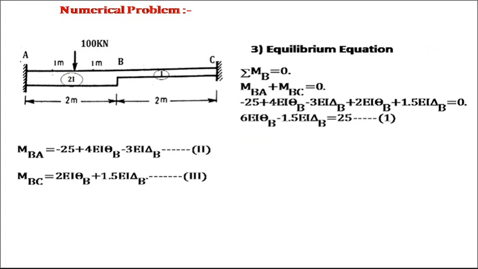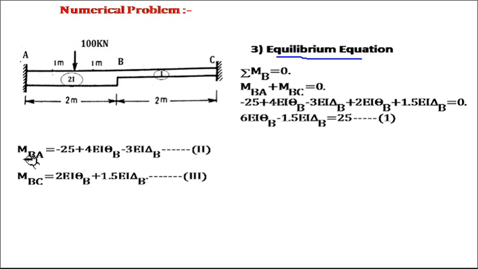So the next step is to apply the equilibrium equation. Here at B we have considered the additional joint, so the summation of moment at this joint should be equal to 0. At joint B there are two members connecting, MBA and MBC. So MBA plus MBC should be equal to 0.